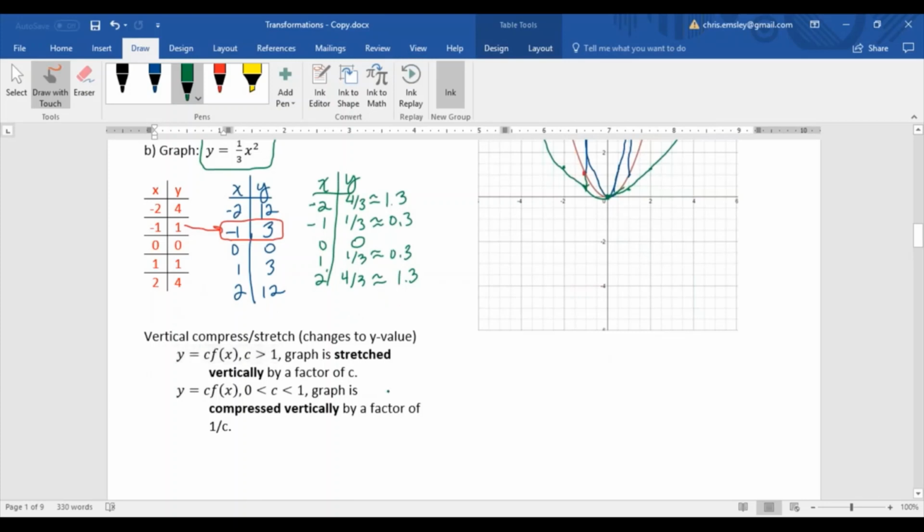So again, we call this situation either a vertical compression or a vertical stretch. And again, anytime it's vertical, that means we have changes to the y value. If you multiply by a constant that is greater than 1, the graph is stretched vertically by that factor. If you multiply by a constant that's between 0 and 1, so basically we'll generally see that as a fraction, the graph is compressed vertically by that factor.